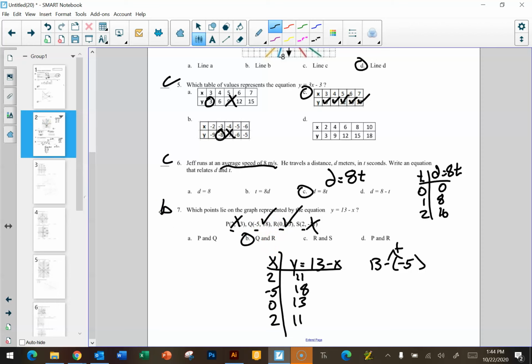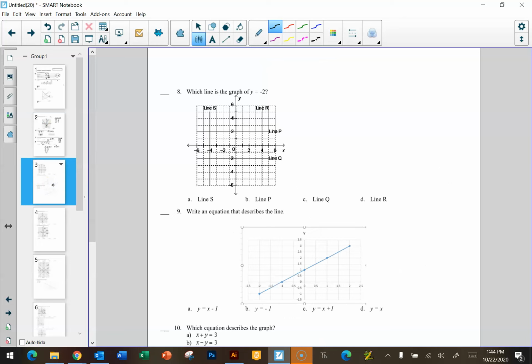Oftentimes, a table of values is your best way to check your answers and make sure it makes sense to you. Which line is a graph of y equals -2? So for y to equal -2, we know it's got to be a horizontal line because y is always going to be on this line right here. Sorry, that's positive 2. My mistake. -2 is what we're looking for, so it would be this line right here.